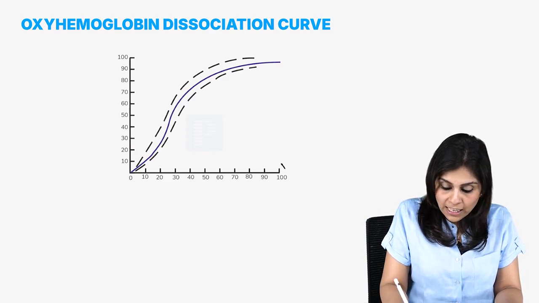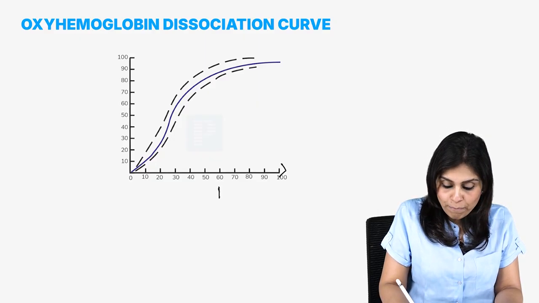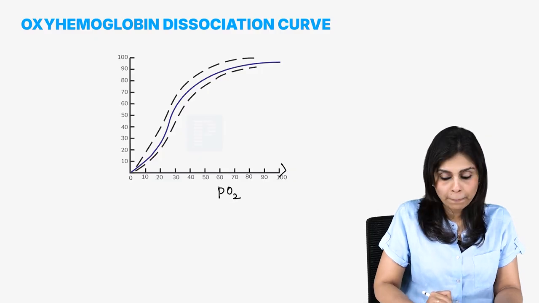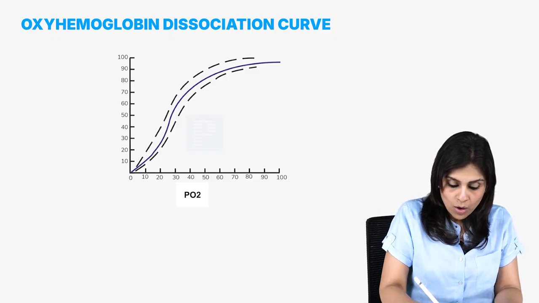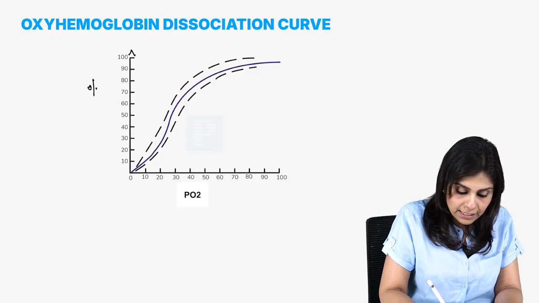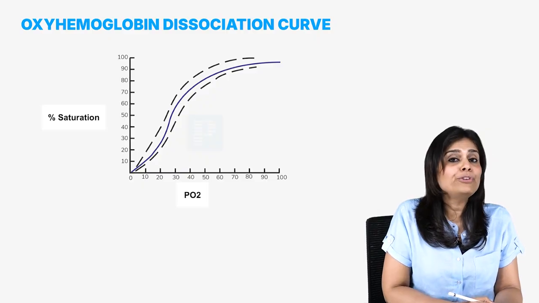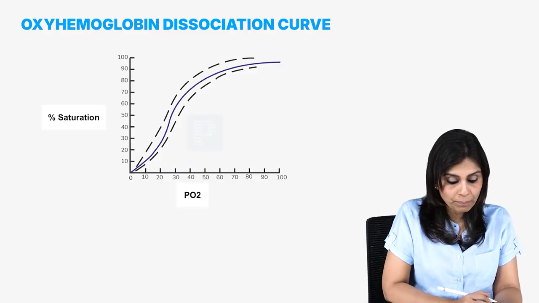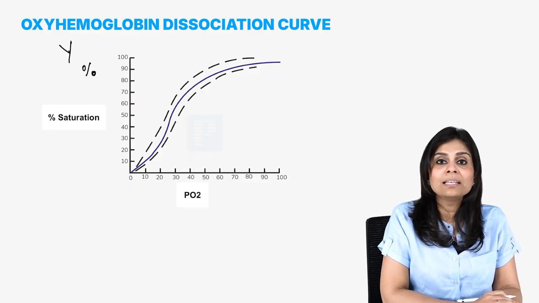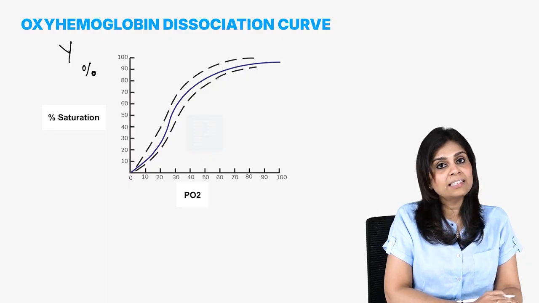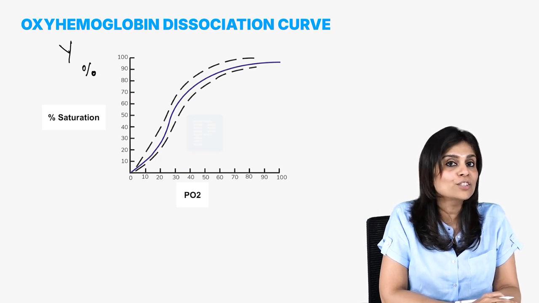In oxyhemoglobin dissociation curve, along x-axis, you have partial pressure of oxygen. So what is along x-axis? It is partial pressure of oxygen. What is along y-axis? It is percentage saturation along y-axis. If you think you might forget this in the exam, y-axis, y and percentage look similar. So along y-axis, it is percentage saturation. Along x-axis, it is partial pressure of oxygen.